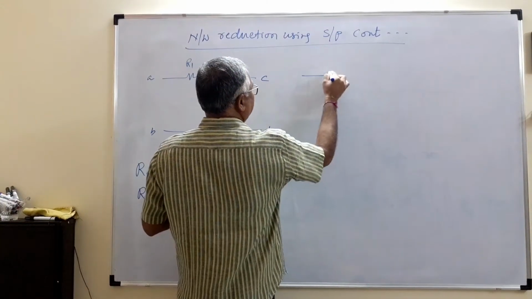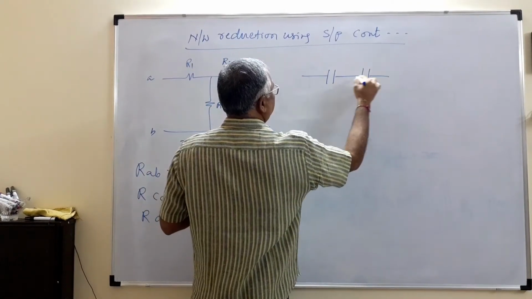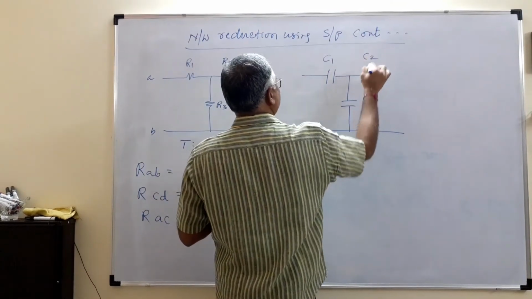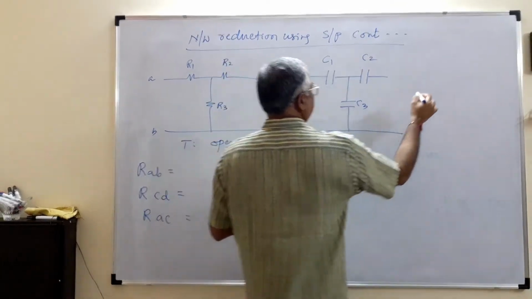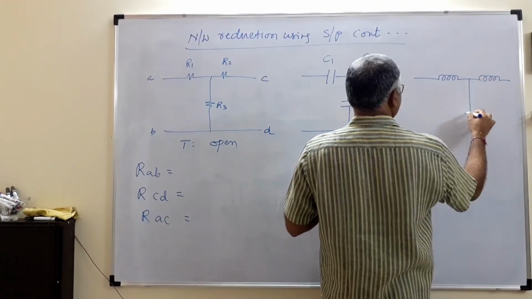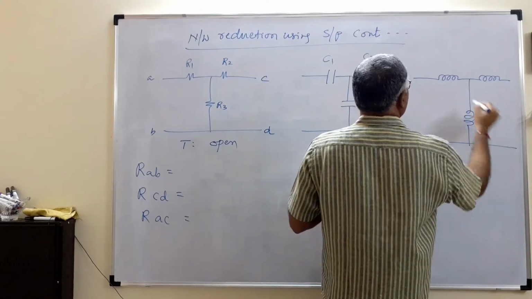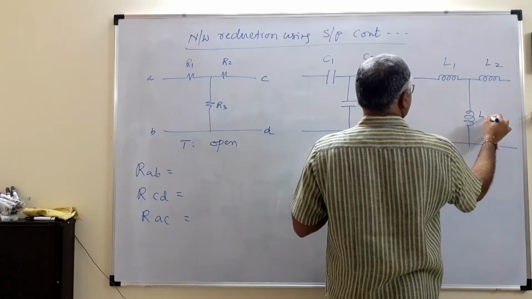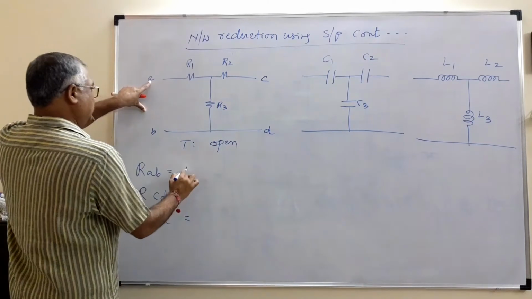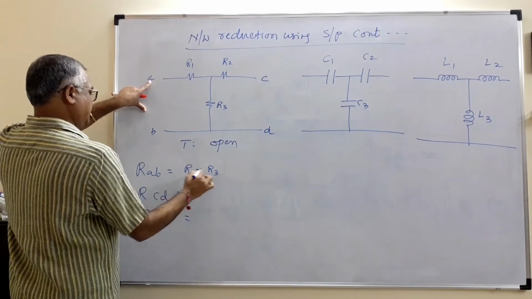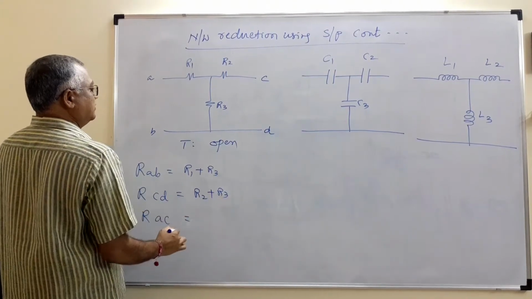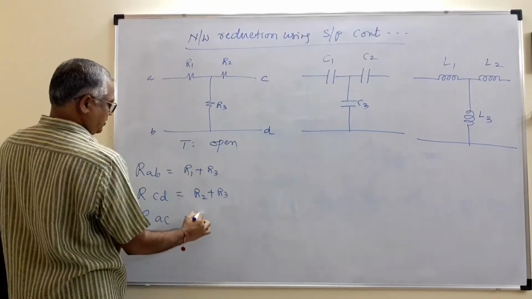Now the network can be capacitive, with C1, C2, C3, or it can be an inductive network, with L1, L2, L3. So what is RAB? I told you, R1 plus R3. RCD is R2 plus R3. What is RAC? R1 plus R2.